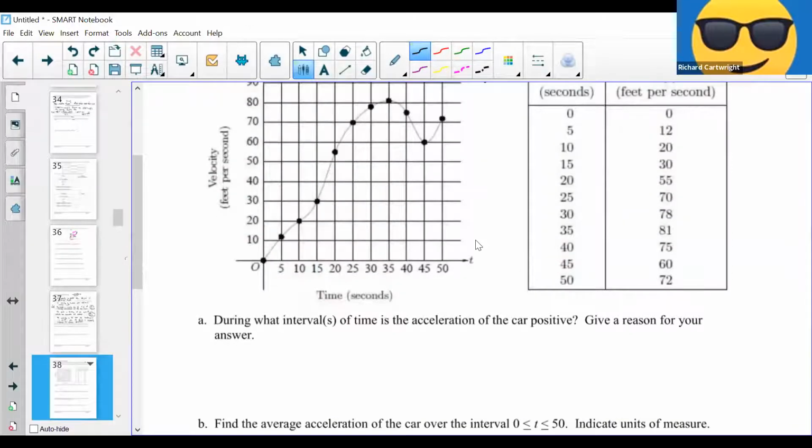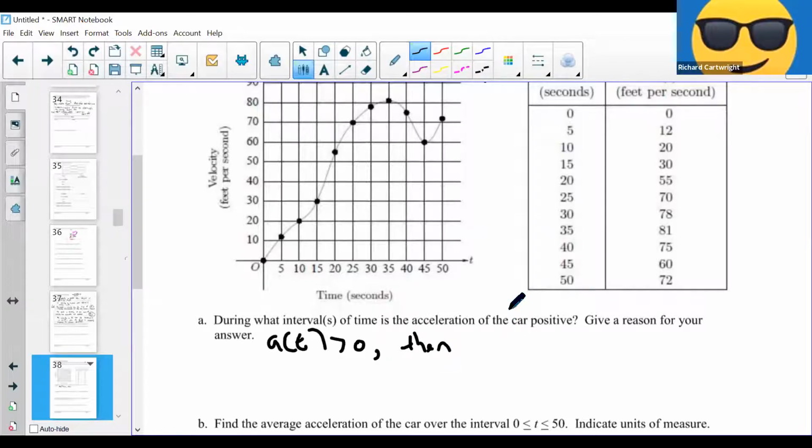Determine what intervals of time is acceleration of the car positive. Well, what do I know about intervals of time when acceleration is positive? And we have to give a reason. That doesn't mean tell me what it is. Just define it. I'm going to start it out for you. A of t is positive, means greater than 0. Then what must be true?